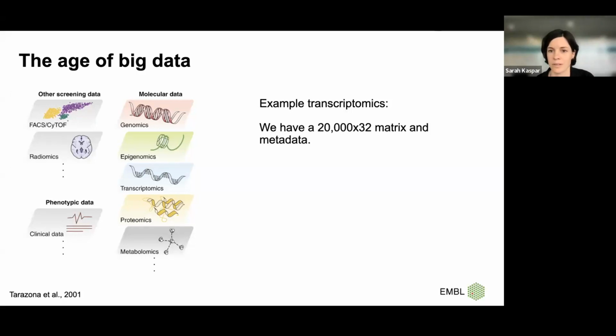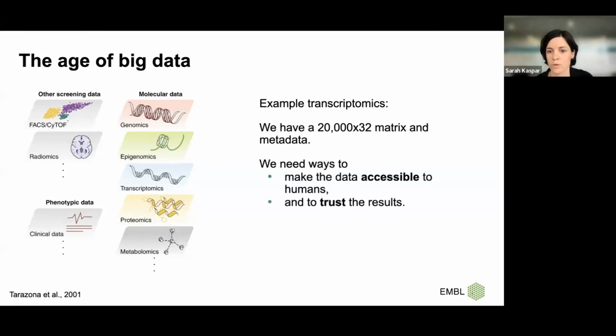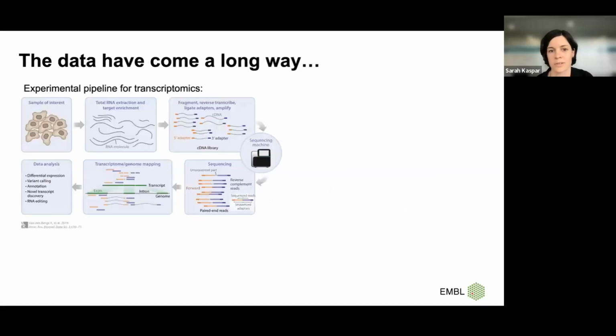And even though this is a comparably small data set, it still turns out that human brains are not particularly good at dealing with matrices of that size, right? So that means we need ways to make the data accessible to humans and also ways to trust the results.